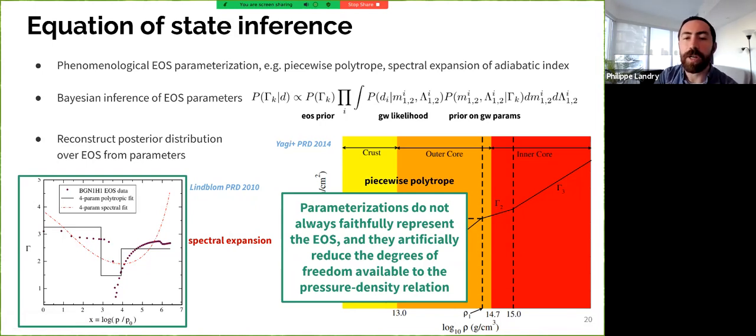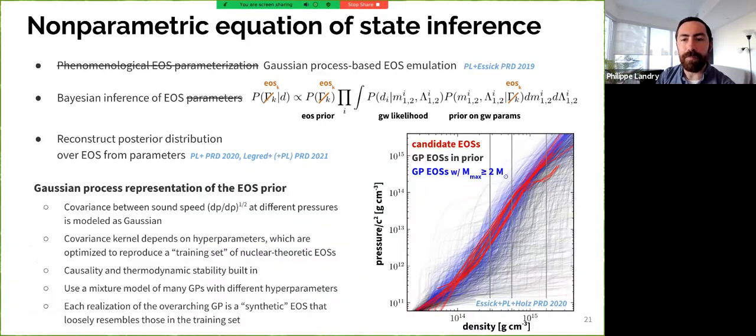And so you might want to try and get away from a direct parameterization and do something different, to not artificially restrict the kinds of functional form that the equation of state can take. This is something that I developed with another postdoc, Reed Essick, from the University of Chicago at the time. He's now at the Perimeter Institute. Instead of parameterizing the equation of state directly, we use Gaussian processes to try and emulate the different shapes the equation of state can take.